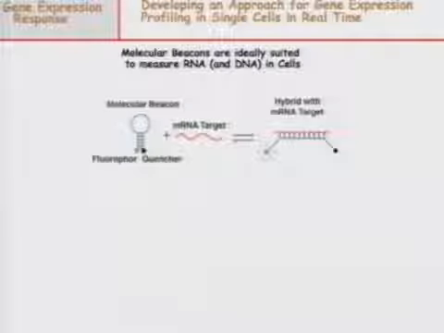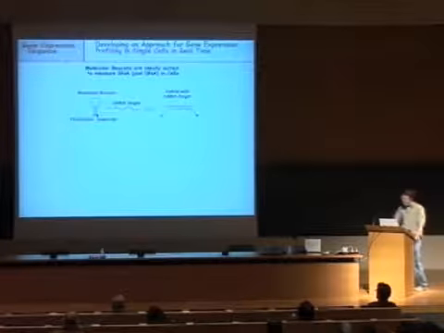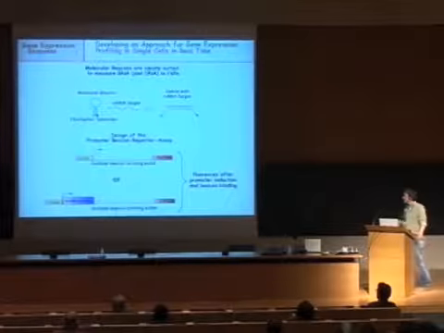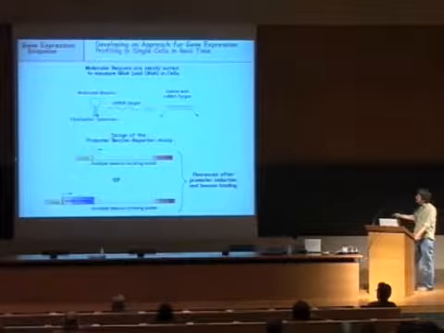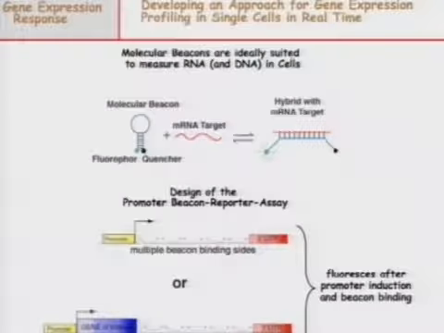To overcome these problems, we set up a novel assay to follow gene transcription in single cells in real time using molecular beacons. Molecular beacons are small oligonucleotide hairpins with a fluorophore on one extremity and a quencher on the other extremity. Upon binding to an mRNA target, the molecular beacons unfold instantly and start to fluoresce. What we did was fuse promoters that are involved in the immune response to multiple beacon binding sites, generate a construct with this, and put it into cell lines.